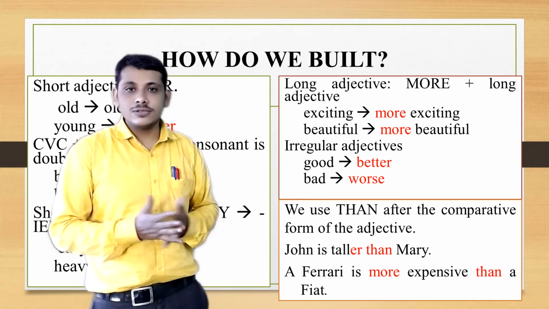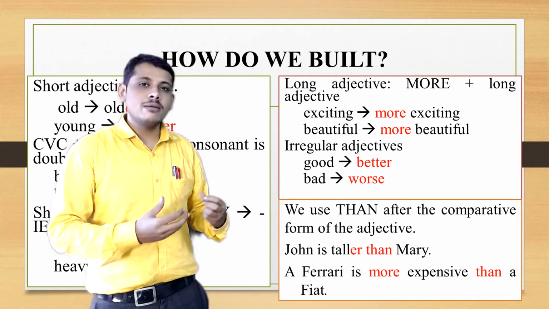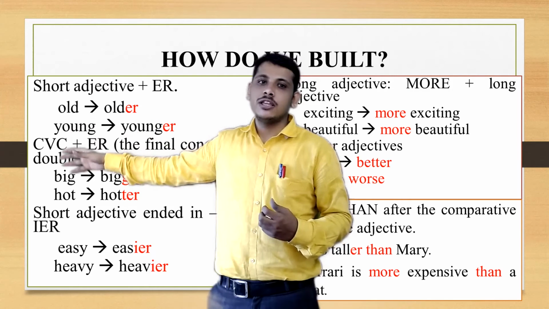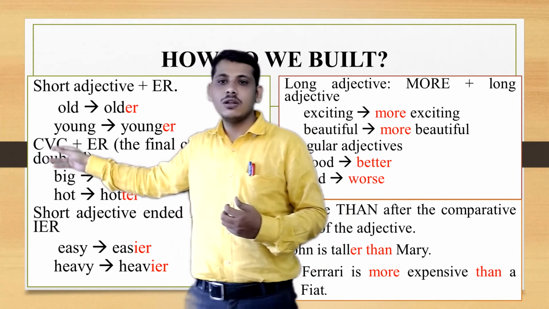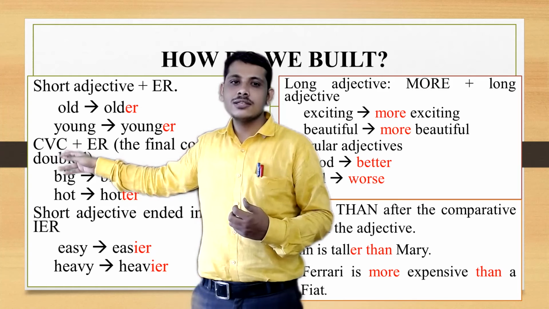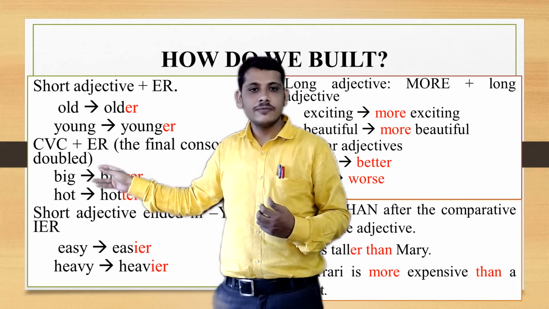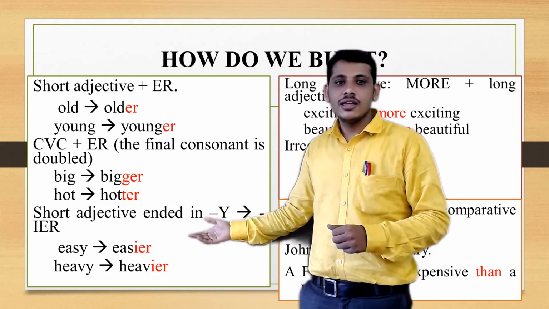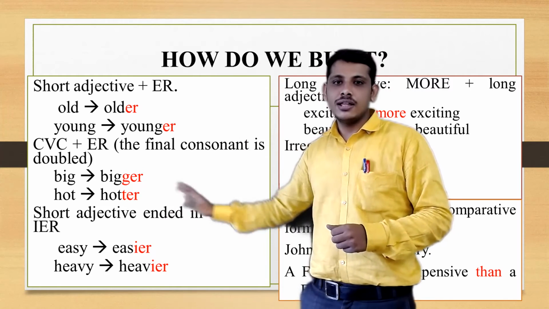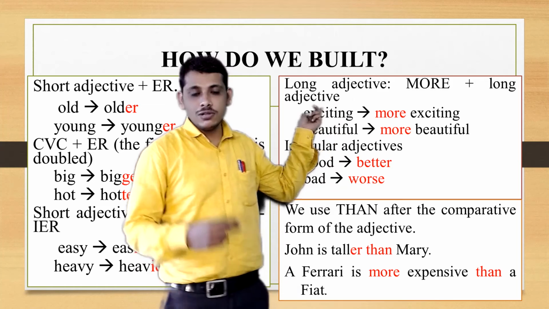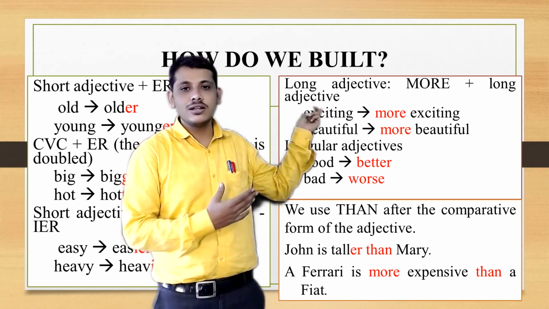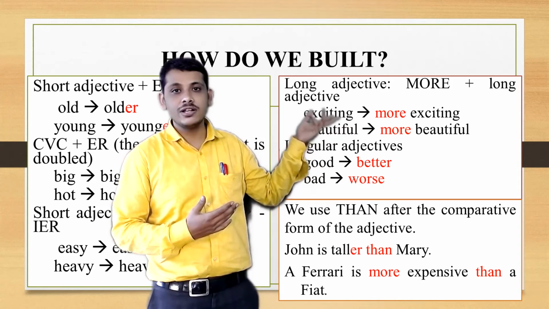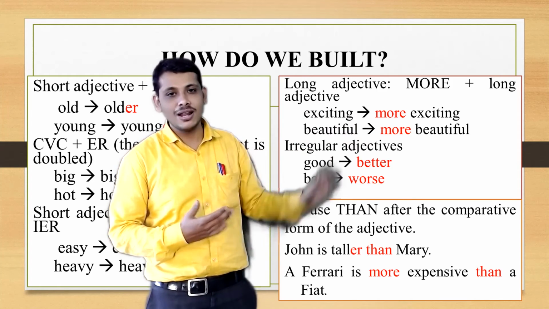These are some rules to make the comparative form of adjectives. Just add er. If the word has three letters, consonant, vowel, consonant, then the last letter you have to double and then add er. If the word ends with y, like easy, heavy, funny, then that y will become i and then er. If the word has vowels more than two, if it's a big word, then add more. More exciting, more beautiful, more significant, more important.